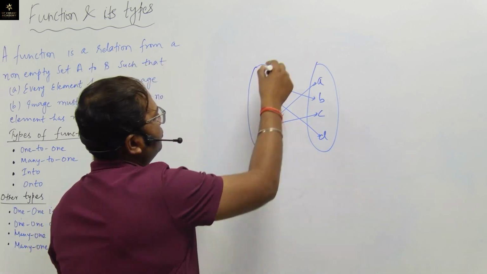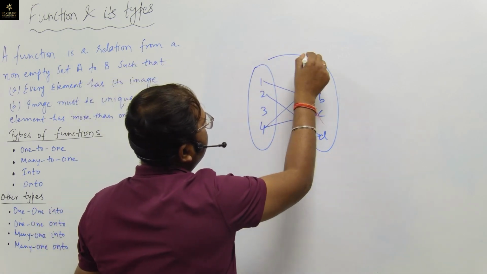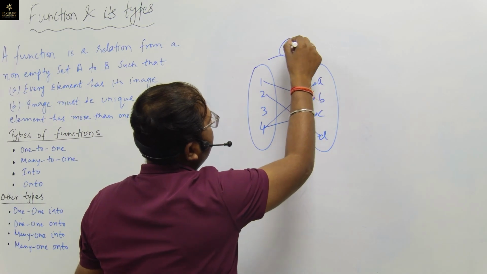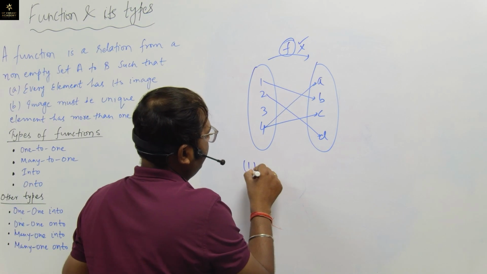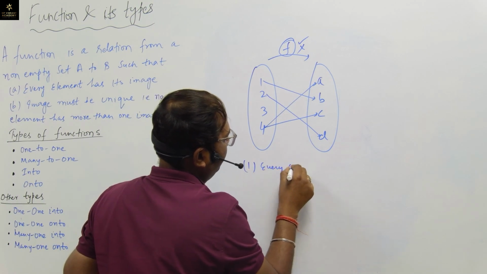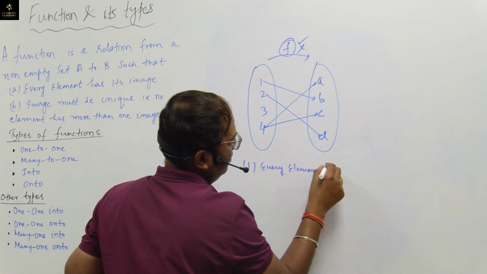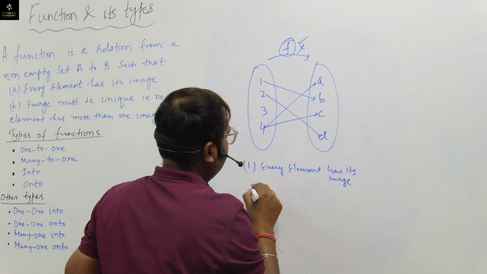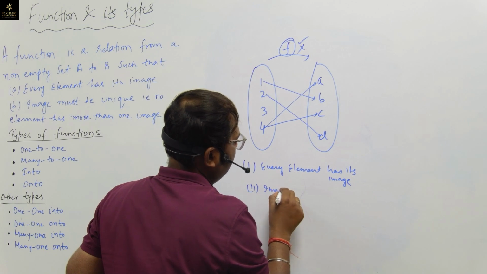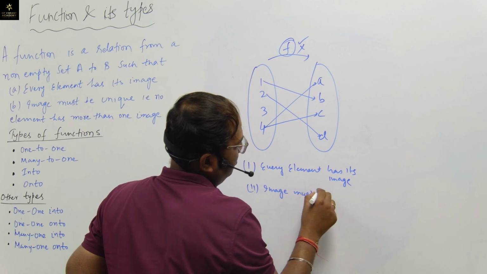Okay, so check whether this relation is a function or not. Function है या नहीं है? ठीक है. So let us apply the conditions. First condition is every element has its image. Secondly, image must be unique.